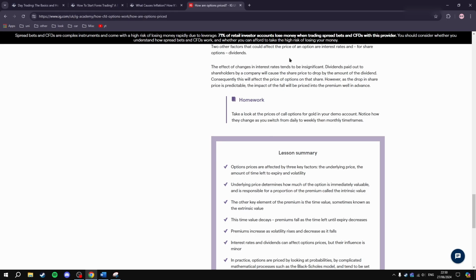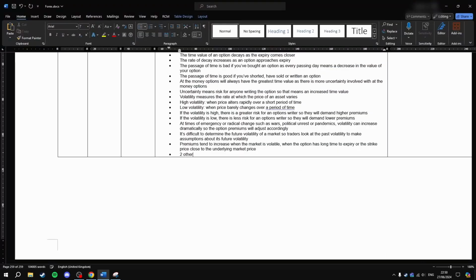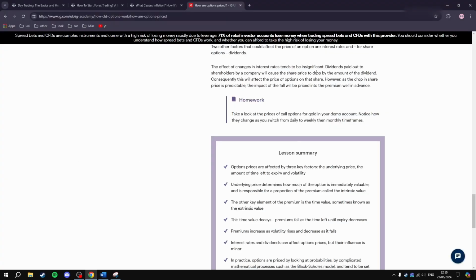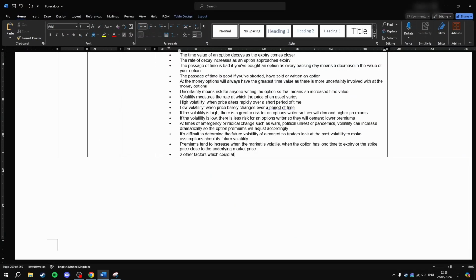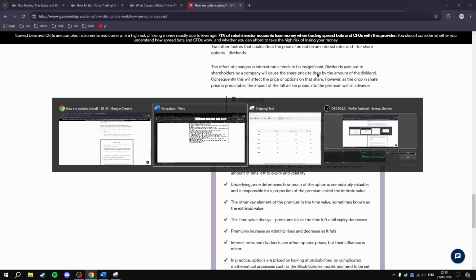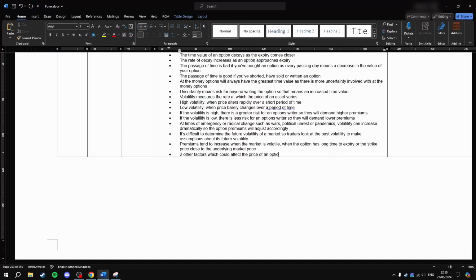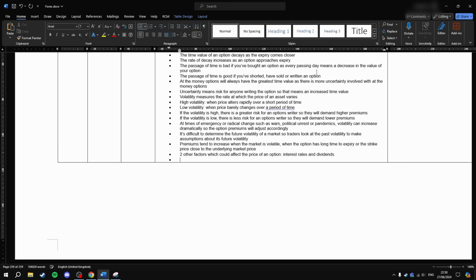Okay, by the dividend. Consequently, this will affect the price of options on that share. However, as the drop in share prices is predictable, the impact of the fall will be priced into the premium well in advance. So, two other factors which could affect the price of an option: interest rates and dividends.